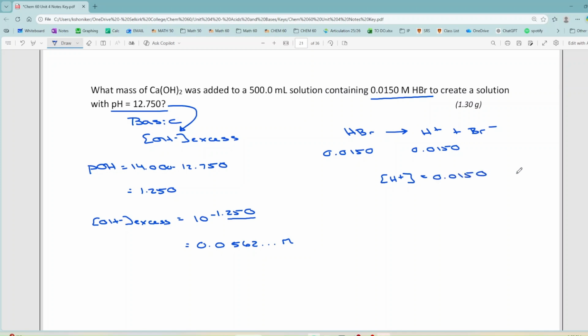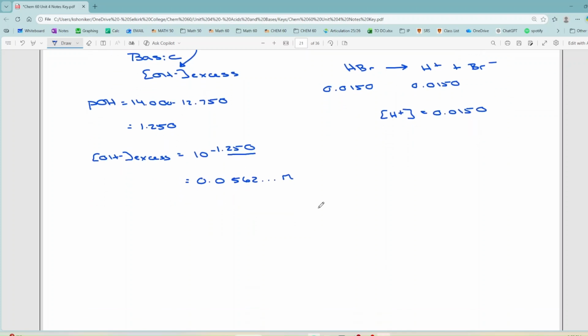So now I want to find how many hydroxide ions were in solution. I know that the hydroxide ions in excess will equal the hydroxide ions in solution minus the hydrogen ions in solution. So if I want to find the concentration of hydroxide, it's going to be the hydroxide ions in excess plus those hydrogen ions. Right? So it neutralized the hydrogen and then it had that much in excess.